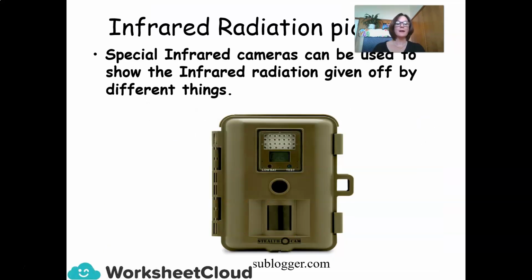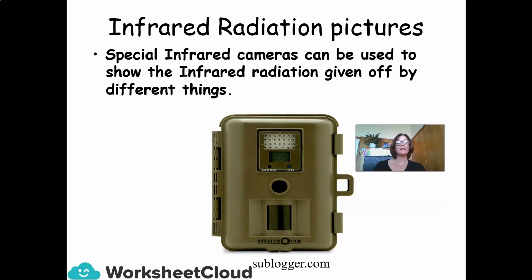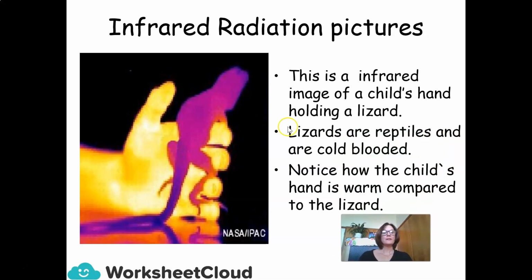So, infrared radiation pictures can be taken using a special infrared camera to show the infrared radiation given off by different things. And there's an example of such a camera. This is an infrared image that you can see over here of a child's hand holding a lizard. And as you know, lizards are reptiles and they're cold-blooded. So look at the difference between the child's hand and the lizard and how much warmer the child's hand is depicted here compared to the lizard. So the purple is more cool and the yellow is obviously more warm.